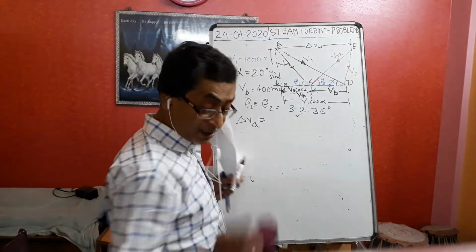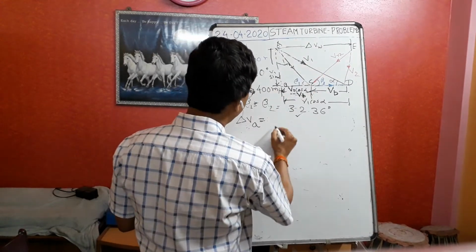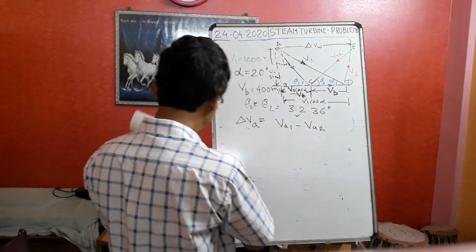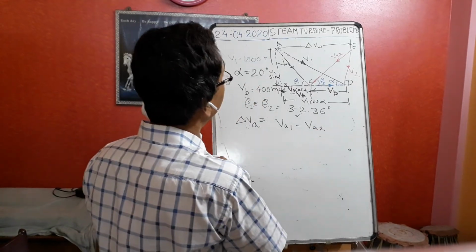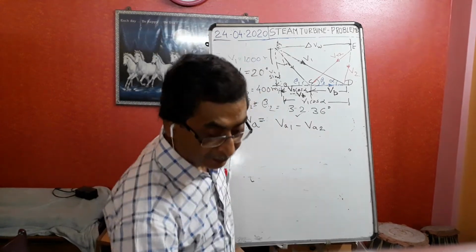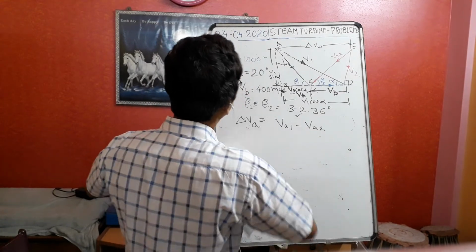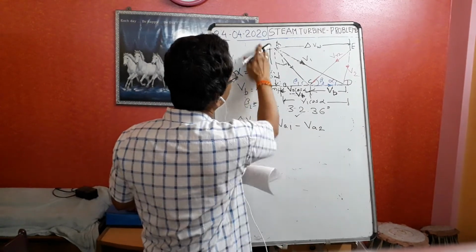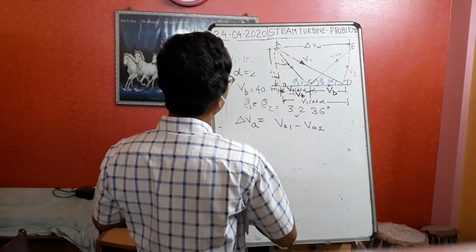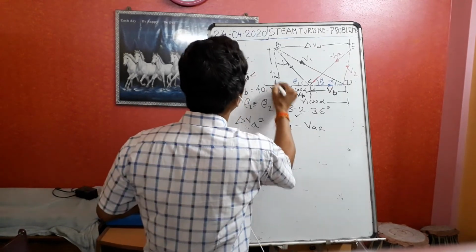What is the change in velocity in axial direction? That means it is VA1 minus VA2. What is VA1 minus VA2? What is the absolute velocity at the entry? What is the absolute velocity V1? If this is the absolute velocity, then which one will be VA1? So this part will be our VA1.